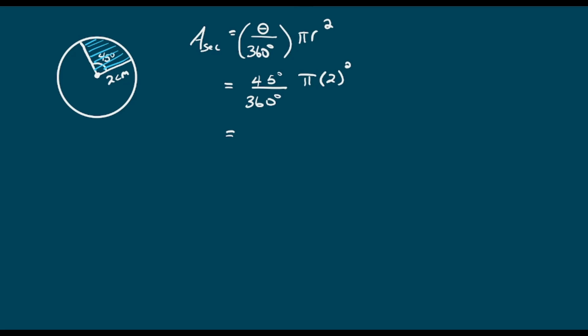Now 360 divided by 45 would be 8, so we have 1 over 8 times pi times 4. 4 can be divided by 4 once, and 8 divided by 4 is 2. So our final answer would be pi over 2 centimeters squared.